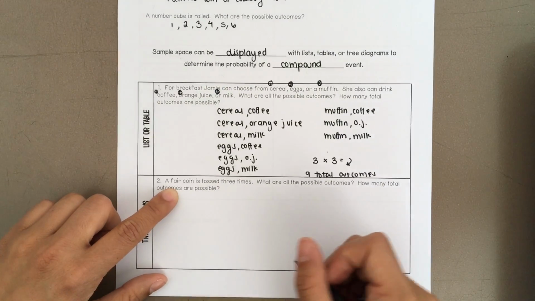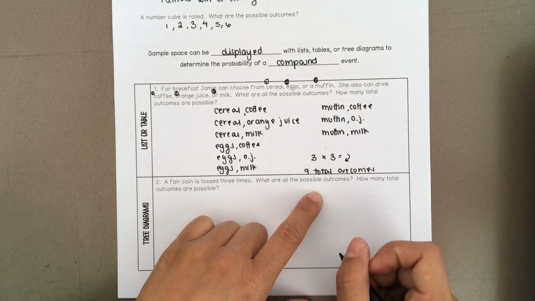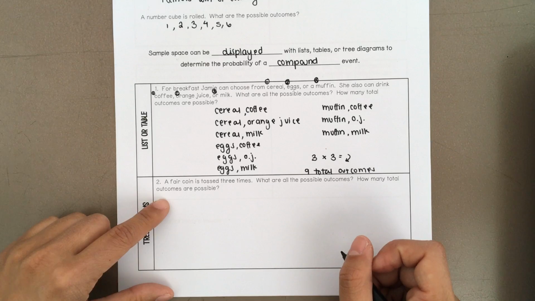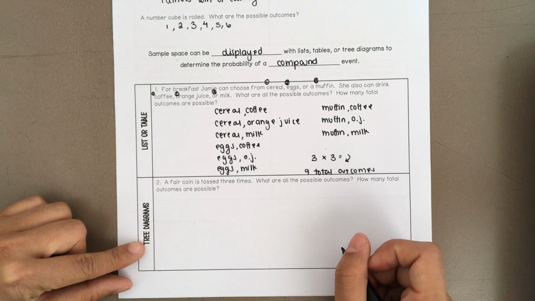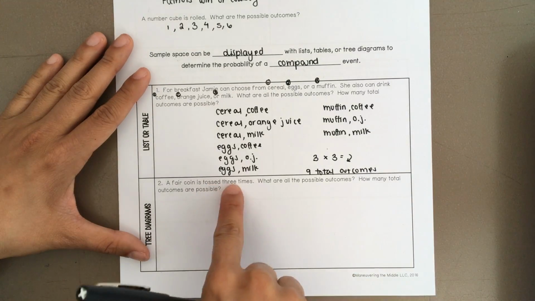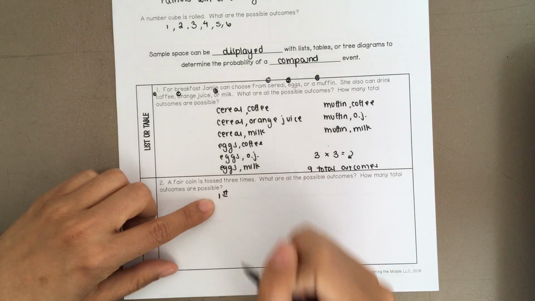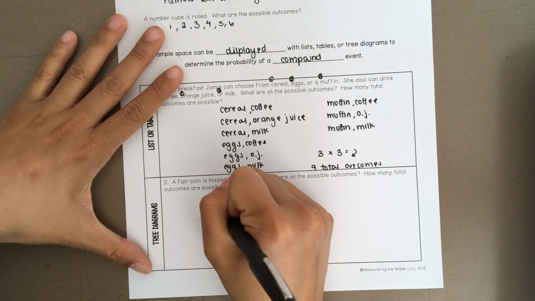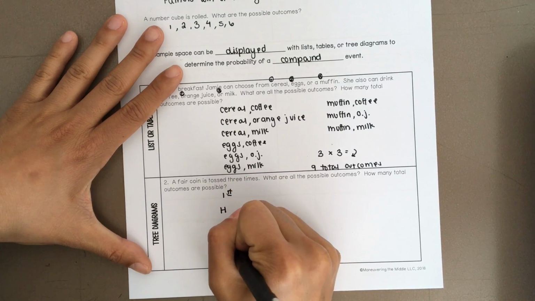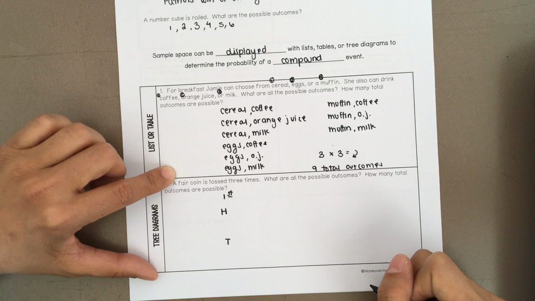Down here, for a tree diagram, a fair coin is tossed 3 times. What they mean by a fair coin is that it only has a heads or a tails. So what are the possible outcomes that you could have, and how many total outcomes are possible? In this example, we're going to do a tree diagram. It's being tossed 3 times. So let's think about the very first time. When you flip a coin, you're either going to get heads or tails. Those are the only 2 options you can have with a fair coin.